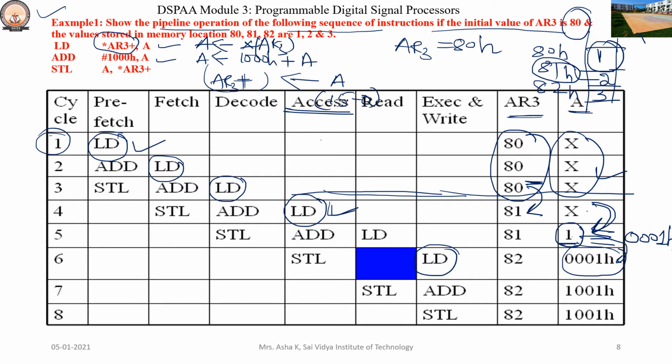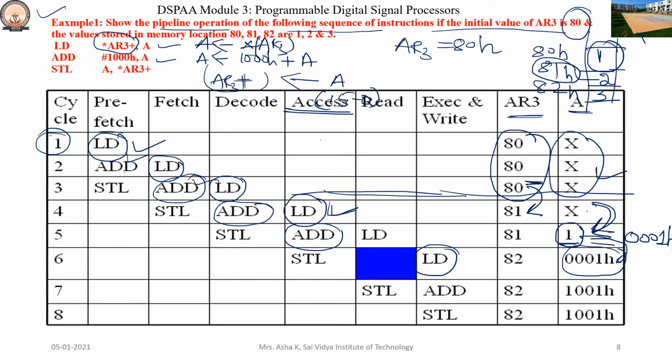Similarly, analyze the add instruction which is in the prefetch phase, the add instruction which is in the fetch phase, and the add instruction which has now come to the decode phase. Here I'm adding the 1000 hexadecimal immediate value to the accumulator.